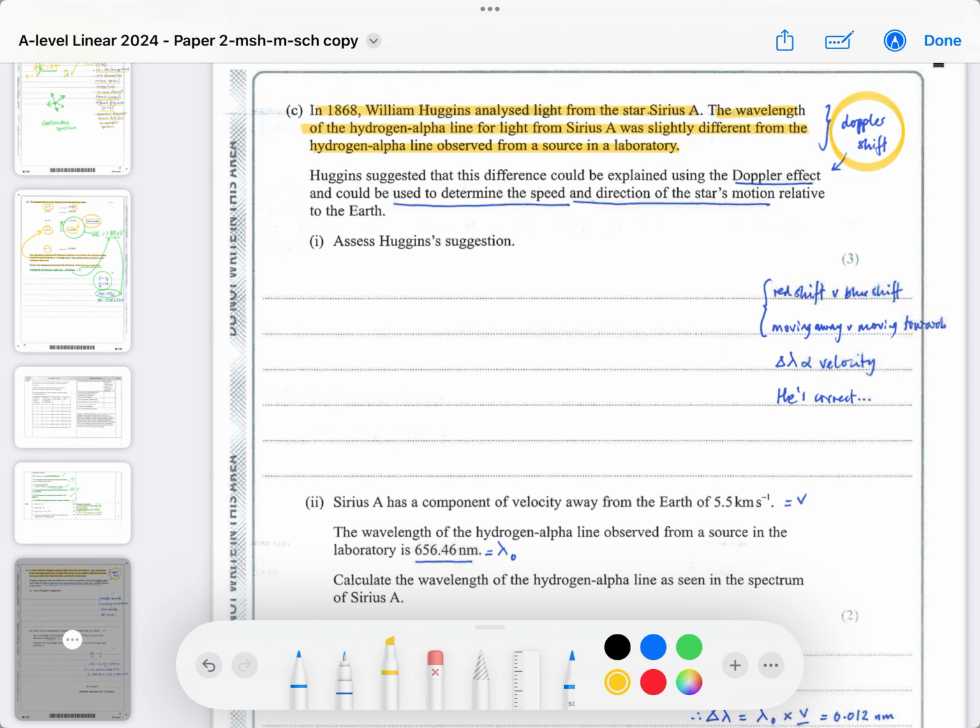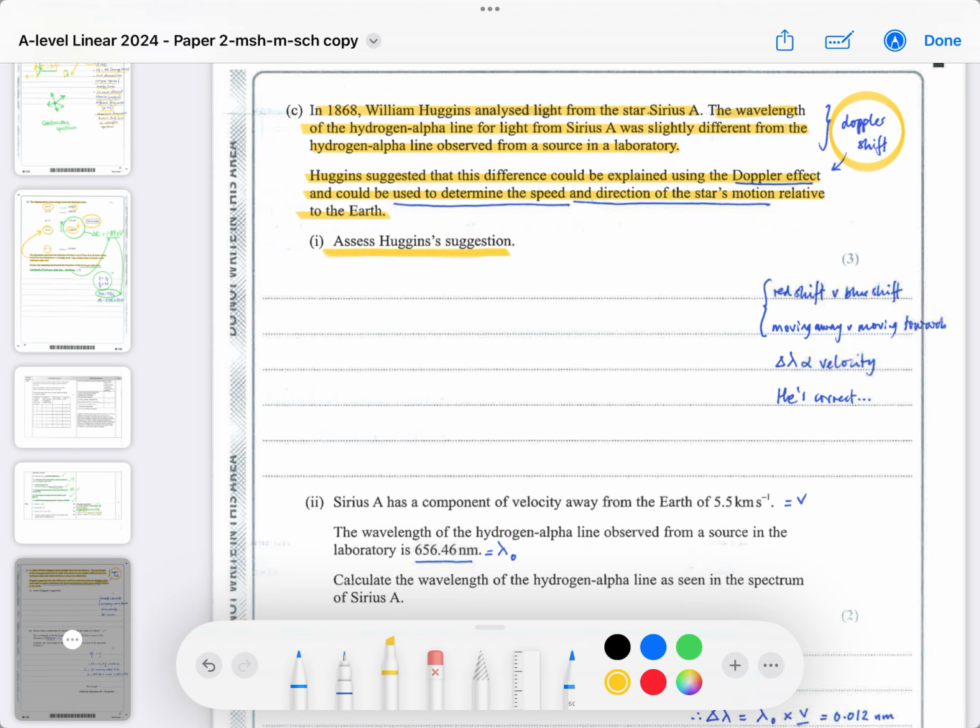Sirius A is moving relative to us. So Huggins suggested that this difference could be explained by the Doppler shift, and could be used to determine the speed and direction of the star's motion relative to Earth. Okay. So assess his suggestion.